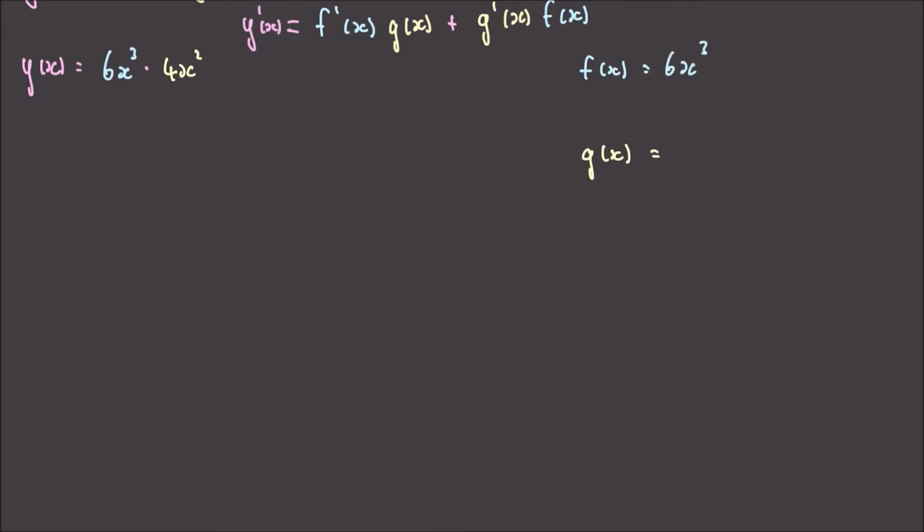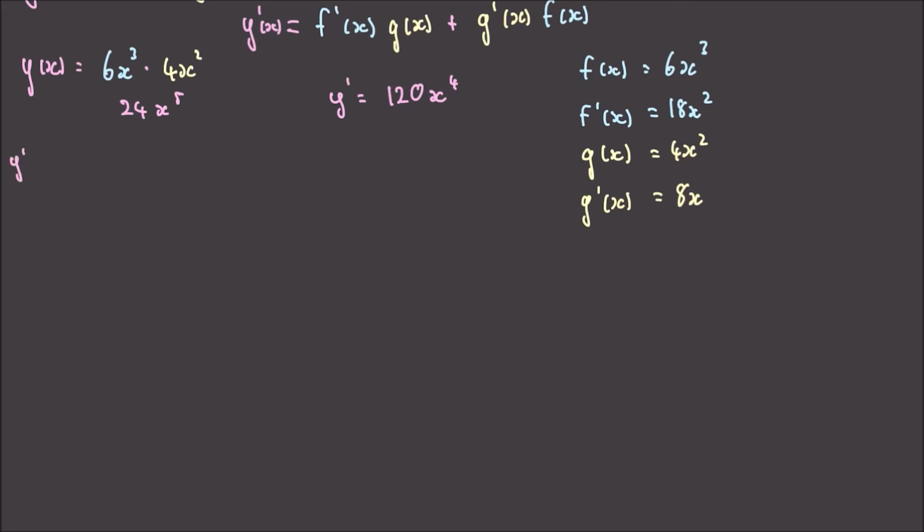Alright, so let's identify f and g separately, so we can differentiate f separately, which is 18x squared, and g separately, which is 8x. Now we'll apply our formula to find the derivative of this. Of course we could just differentiate it bit by bit like this, adding them together and doing it as one big bit. But we're going to try the product rule now to see if it works.